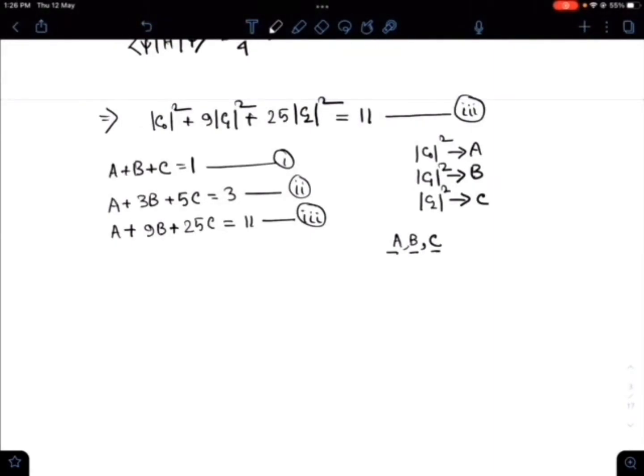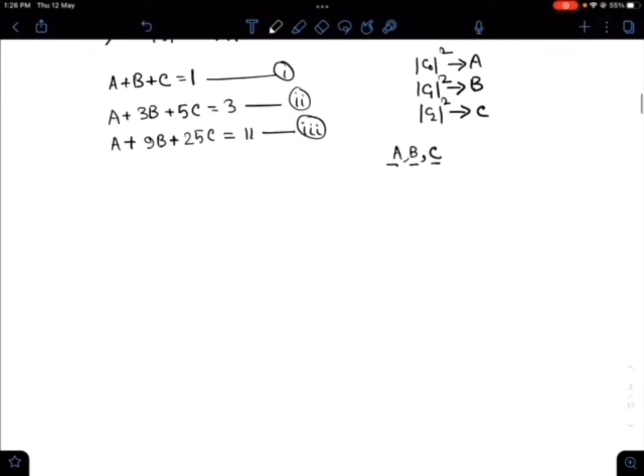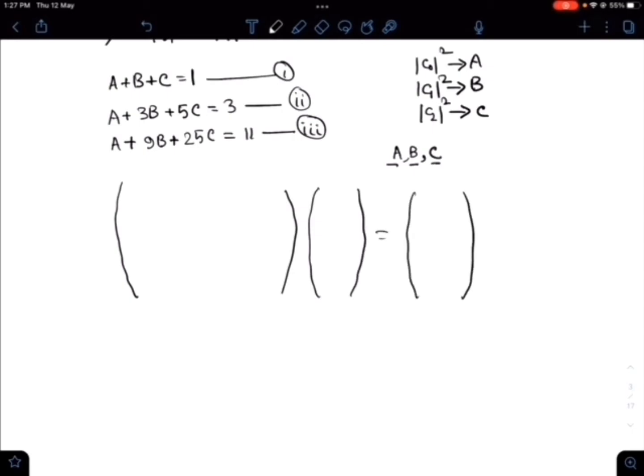So how can we solve this? We can solve this by the matrix method. We can write these three conditions in matrix form. So it is the matrix with rows 1, 1, 1; 1, 3, 5; 1, 9, 25, multiplying the column A, B, C.